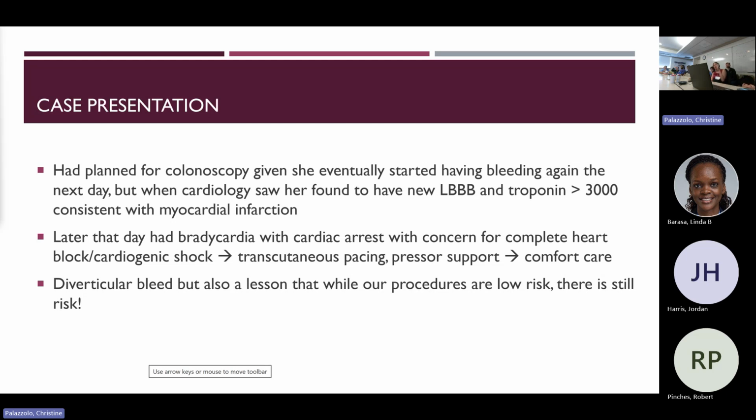But the reason I bring this up is it was a diverticular bleed. Most diverticular bleeds do resolve on their own. However, it is a note that while our procedures are low risk, there is still a risk. So you do want to proceed with caution for some of these patients, because looking back at this now, if I had done a colonoscopy a day earlier, I think I would have pushed this lady into cardiac arrest while scoping her. So yeah, that's her story.